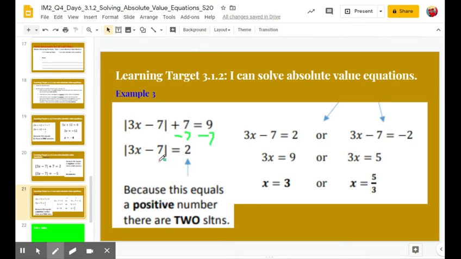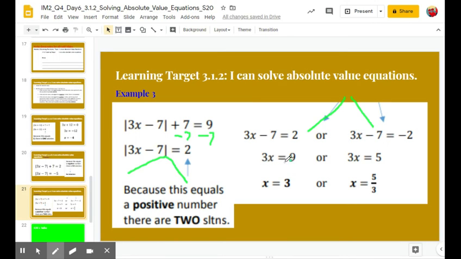So what I want to see you do is break this down into two equations. So see how I have these arrows kind of like this? You're going to break it down into two equations. So it's going to be 3x minus 7 could equal positive 2, or 3x minus 7 could equal negative 2. Does that make sense? Inside the absolute value bars could be negative 2, because when you take the absolute value of negative 2, we get 2. All right? Now we solve both equations.